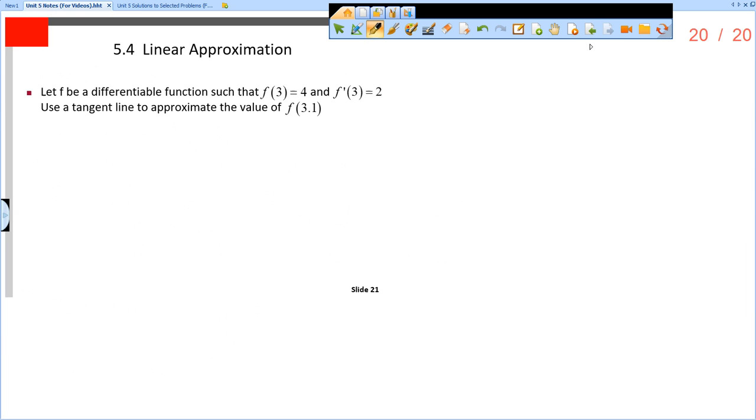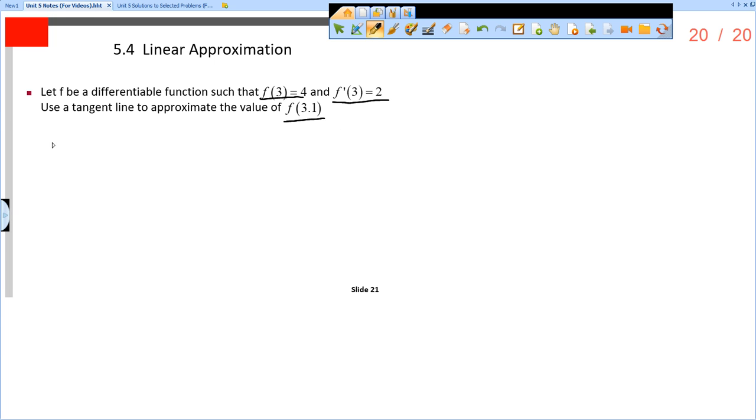But here, the next question is much more AP-like. It says let f be a differentiable function such that f of 3 is 4 and such that f prime of 3 is 2. Use a tangent line to approximate the value of f of 3.1, right? So now we don't have a function that we could plug 3.1 into. The best we have is to use this tangent line, right?